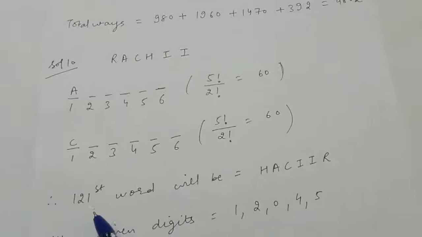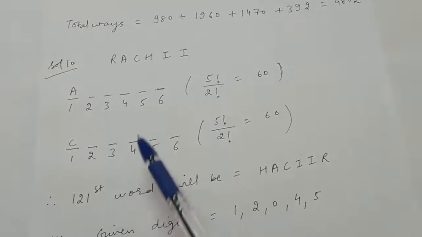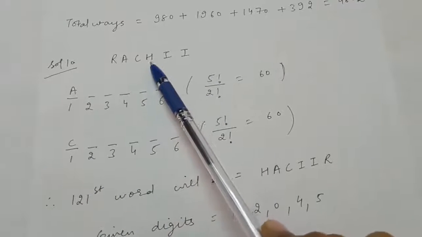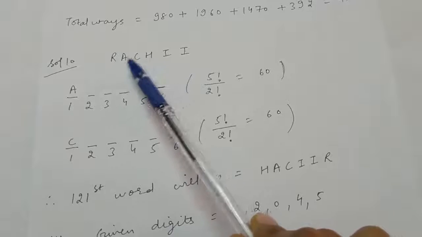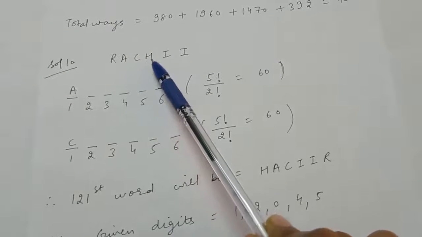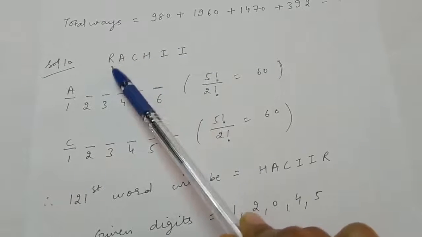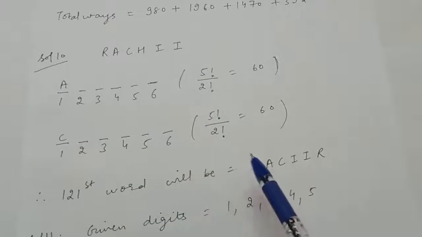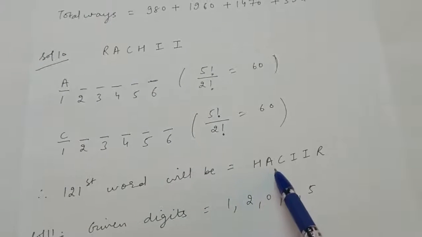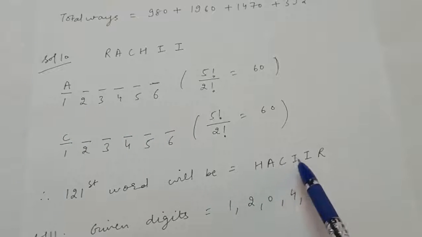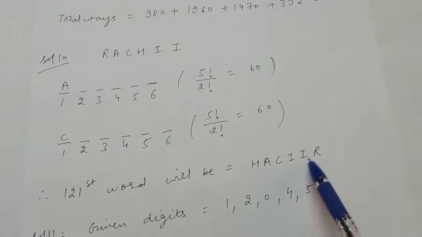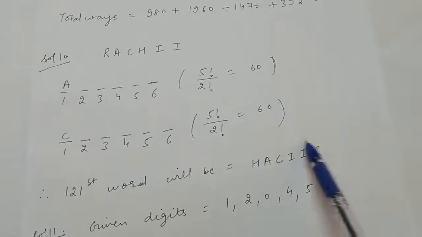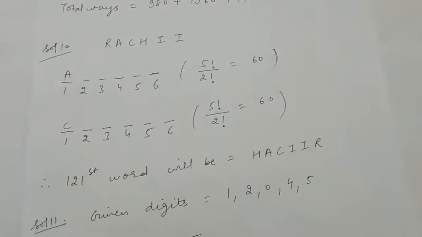Now the 121st word will start with H, right? Because after A and C, from these H, I and R, H will come alphabetically. So alphabetically arranged, the word is H, then A, then C, then I and then R, right? So this will be the 121st word.